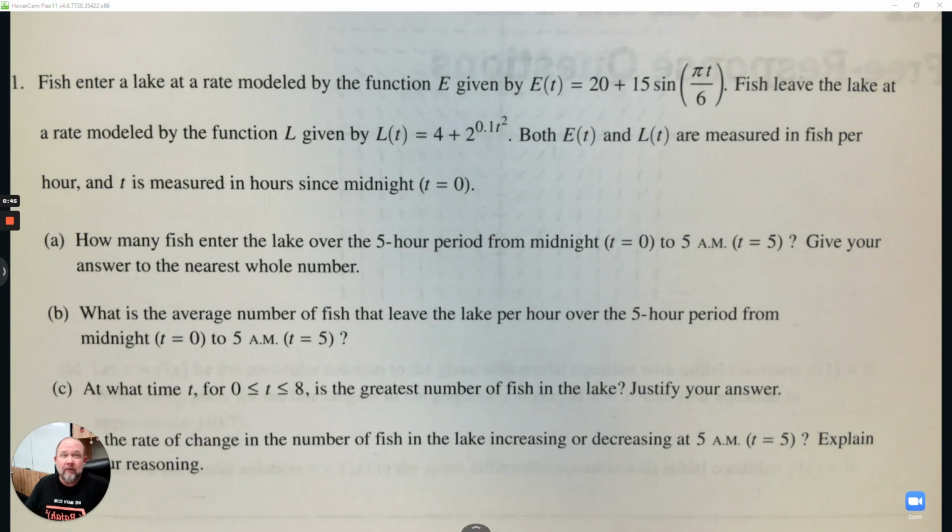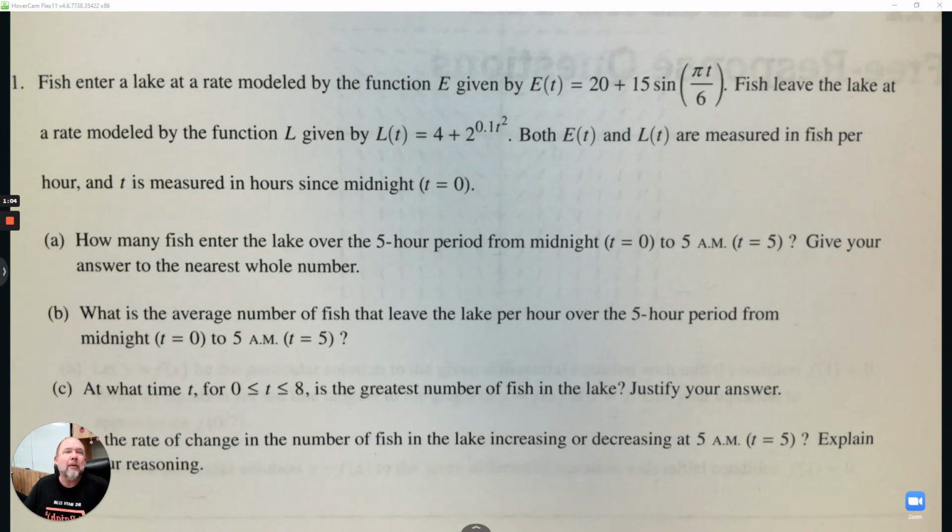So you should feel comfortable that this is a type of question we've worked with before, and you should try part A before watching the video. So you should press pause and do it. Part A says, how many fish enter the lake over a 5-hour period from midnight to 5? And then give your answer to a whole number.